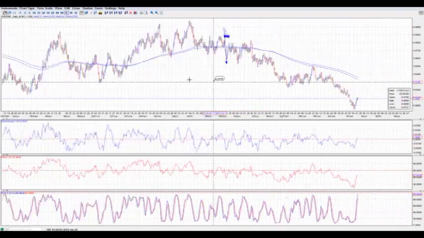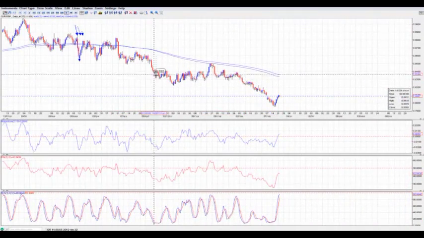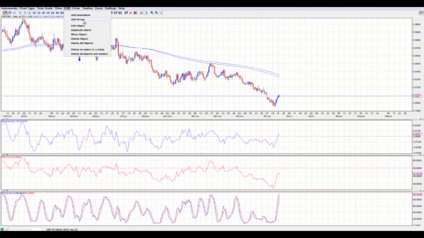Friday morning, just before the UK session opens, you check this price here relative to the previous move.